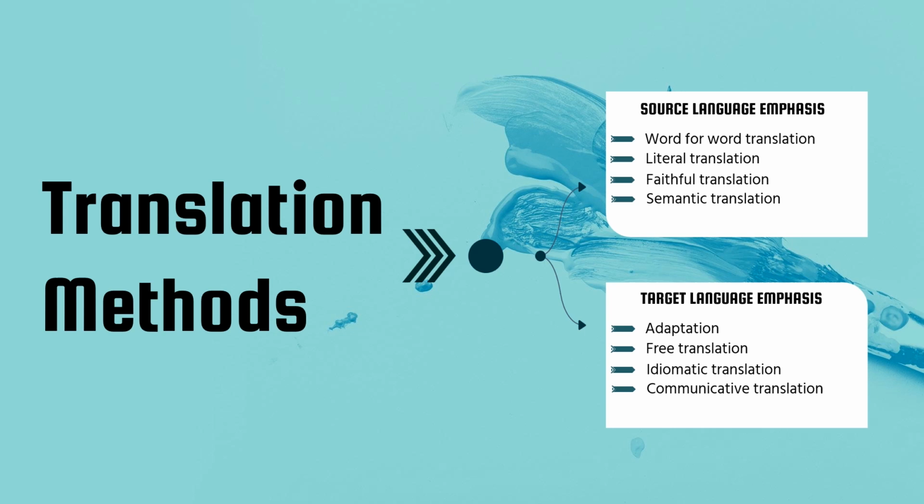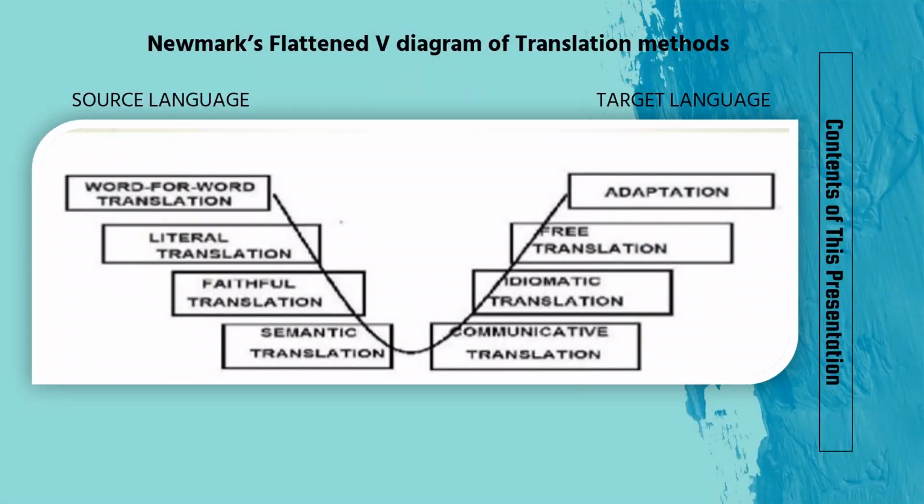As you can see in the pictures, the first part is source language emphasis, which consists of word-for-word translation, literal translation, faithful translation, and semantic translation. And the second part is target language emphasis, which consists of adaptation, free translation, idiomatic translation, and the last is communicative translation. And this is the picture of Newmark's flattened free diagram of translation methods.